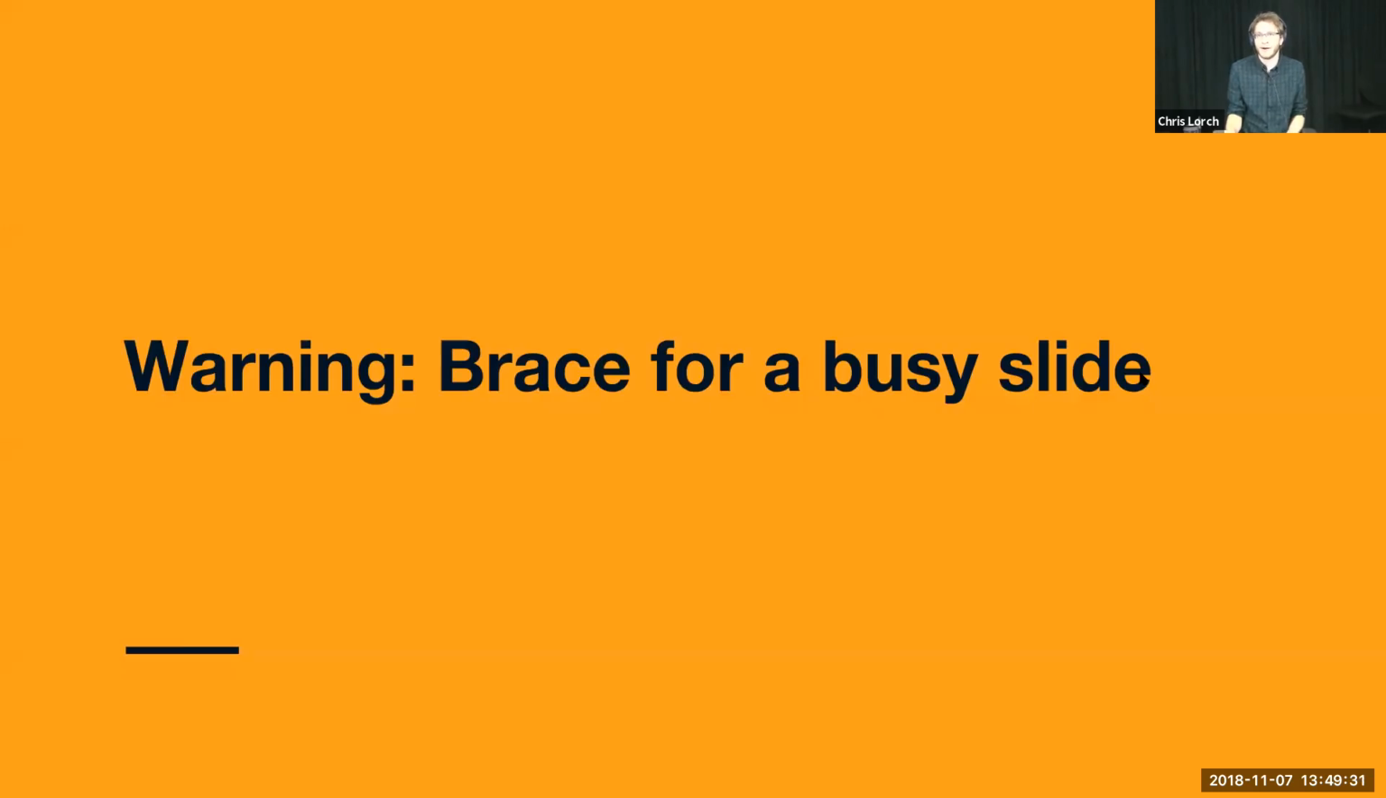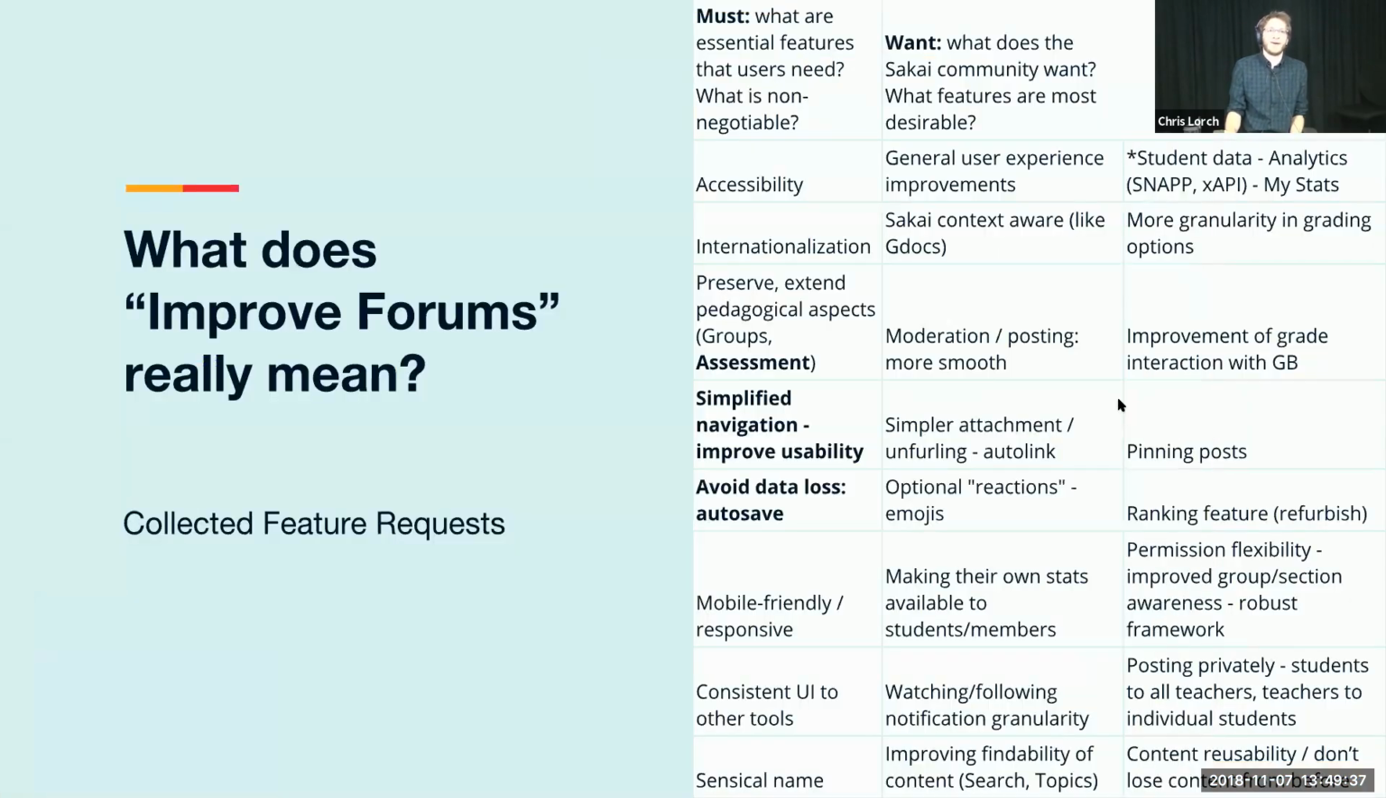Okay, so warning, brace for a very busy slide. Are you ready? Okay. What does improved forums mean? Well, here's a whole list of things that people really wanted out of Sakai. And I think dividing this into what are things people want, the most desirable features, and what users really need, what's non-negotiable, really helped us to think about the main areas that folks want to focus in on. I'll specifically focus on this section here, because I think this is going to guide some of the future discussion.